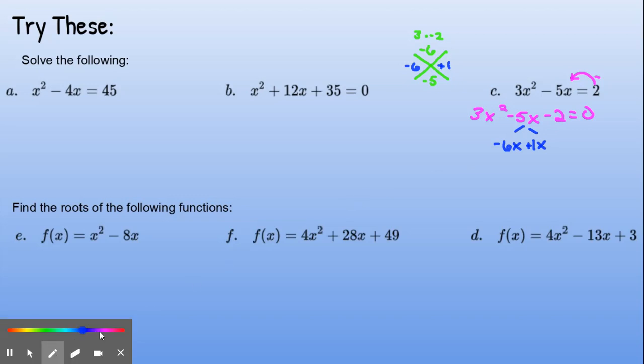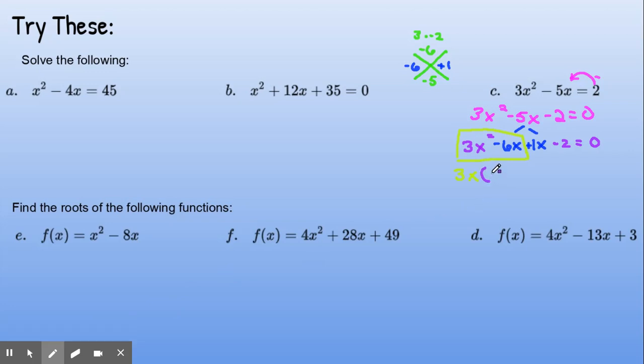I'm going to leave everything else the same. Drop down the first, drop down the last. And then I'm going to group it. So first 2, they have a 3. I can divide them both by 3 and an x in common. So I'm going to take that out.